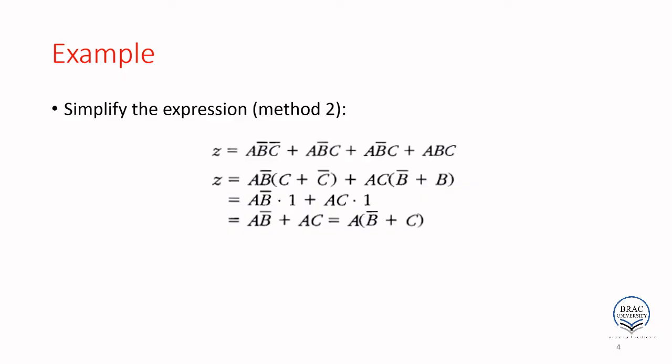This is another simplification approach. So A B' C' plus A B' C plus A B C. Just take the common A B', then C plus C', and from A C take the common B' plus B. So A B' dot 1 becomes A B', A C dot 1 becomes A C. Take the common A, B' plus C. So whatever way you approach, you get the same final result. This is the second method.